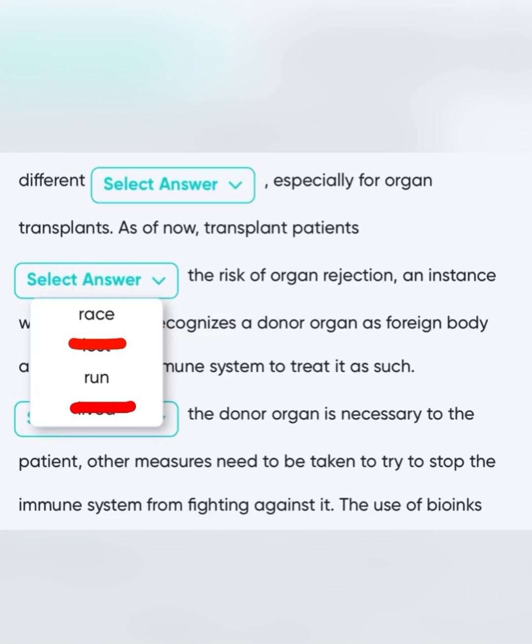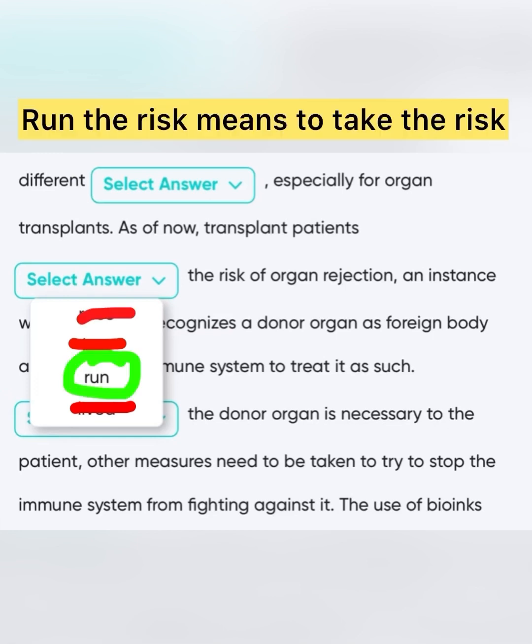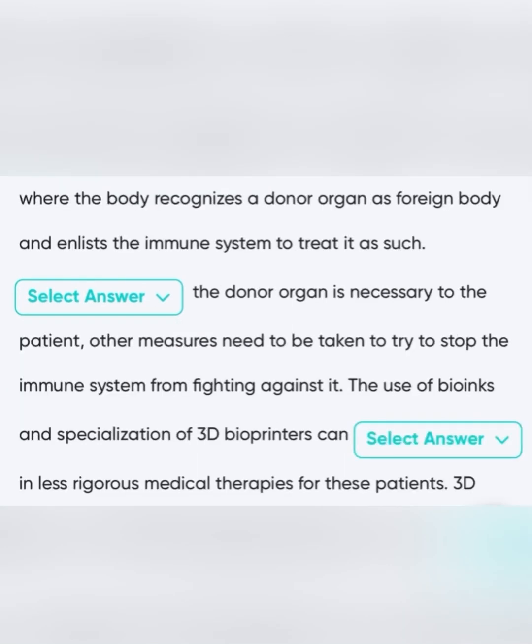Now race is the term used in competition. There is no sort of competition going on. We are talking about the risk. So the correct option would be run the risk. And run the risk means to take the risk. Now let's move to the next sentence.